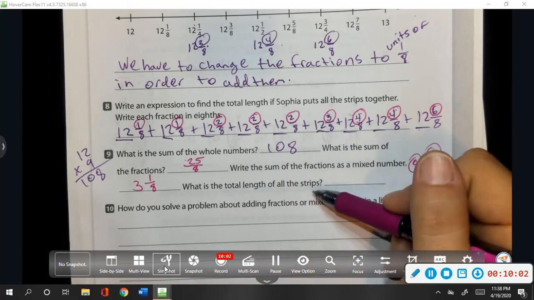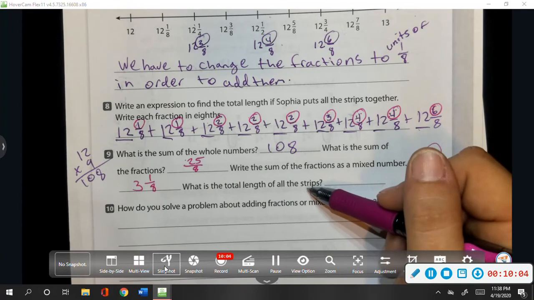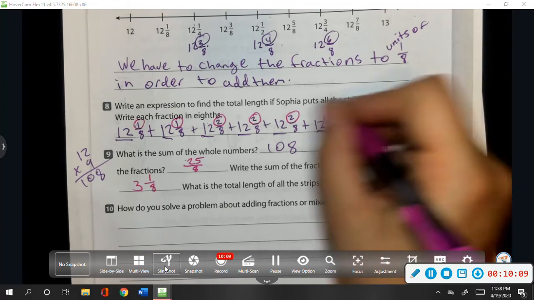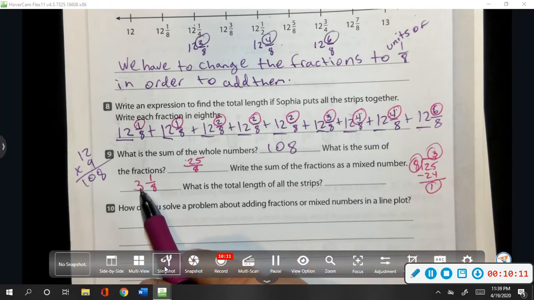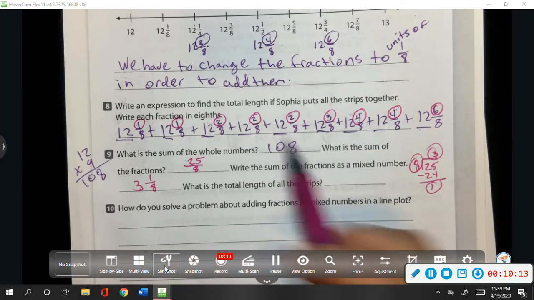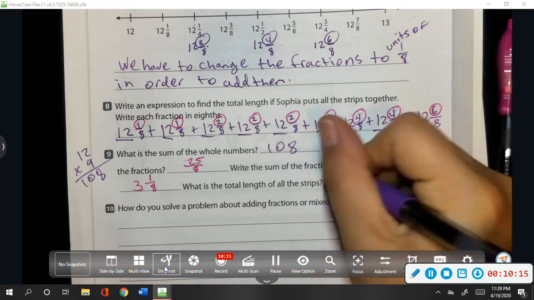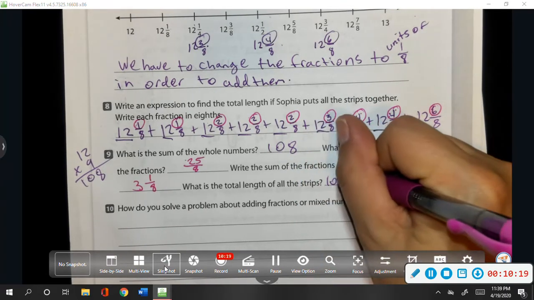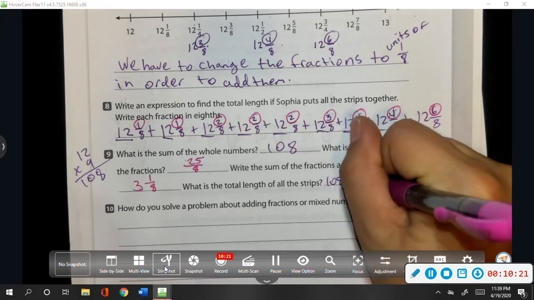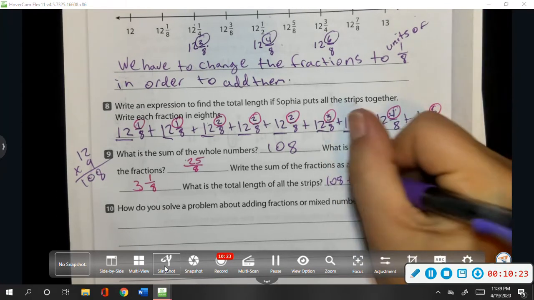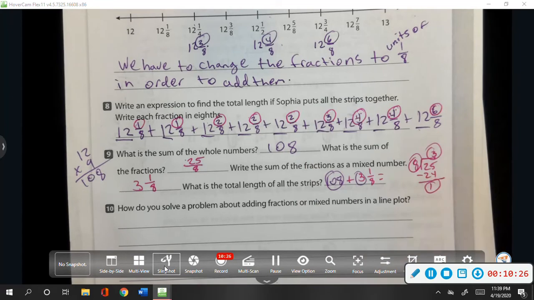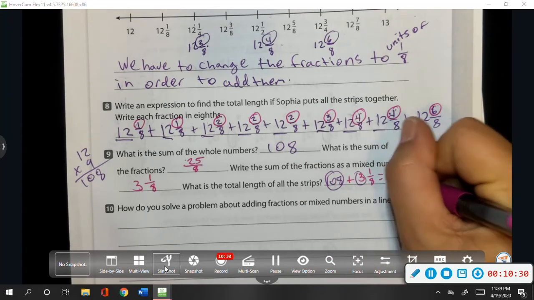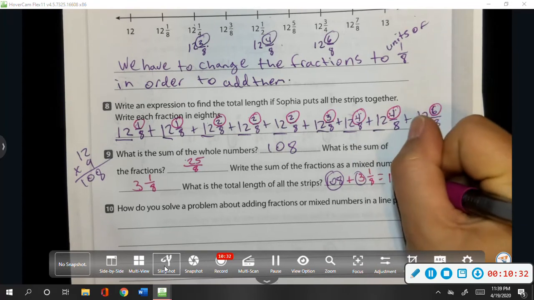What is the total length of all the strips? So all the strips added together, we got to add our 3 1/8 and 108. So 108 plus 3 1/8. We add our whole numbers together. 108 plus 3 is going to be 111, and our fraction does not change because we're not adding any more fractions to it.